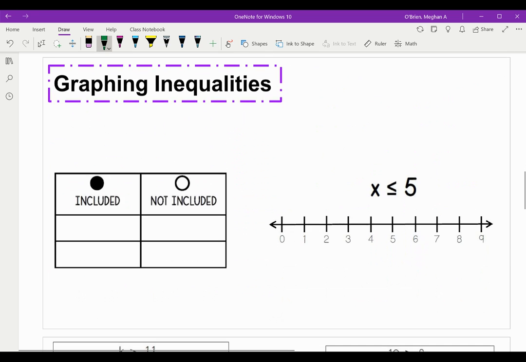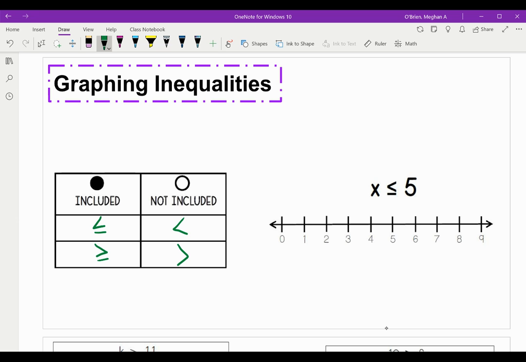So graphing inequalities. When we graph a number on a number line, we usually fill it in, right? It's included. But when it doesn't include that number, we want to leave that circle open. So the symbols that are attached to this idea is when it's included, we're talking about the less than or equal symbol or the greater than or equal to symbol. When it's not included, we're just talking about the numbers less than that point on the number line or greater than that point on the number line.